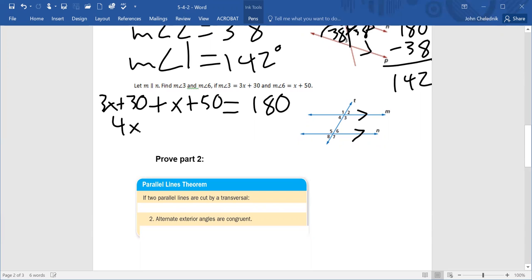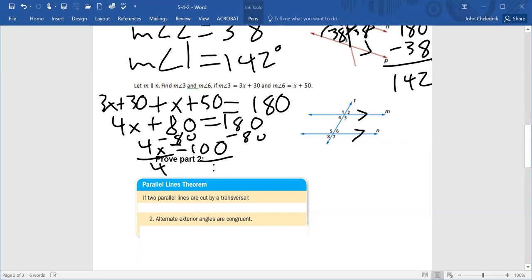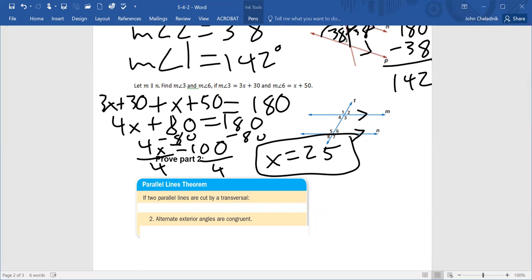So 3x plus x, that's 4x plus 80 equals 180. Solving that out, subtract 80 from both sides, you're going to get 4x equals 100. Divide by 4, which means x equals 25. Well, it actually doesn't give instructions now that I look at this. We have solved for x, so that's good. Now, if we wanted to actually find the measures of the angles, we would plug x in. So plugging it in here, I know that the measure of angle 6 is 75. 25 plus 50 is 75. And since 3 and 6 are supplementary, meaning they add up to 180, I know that the other angle must be 105.